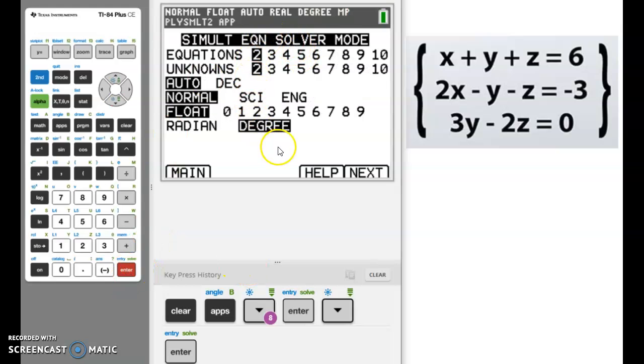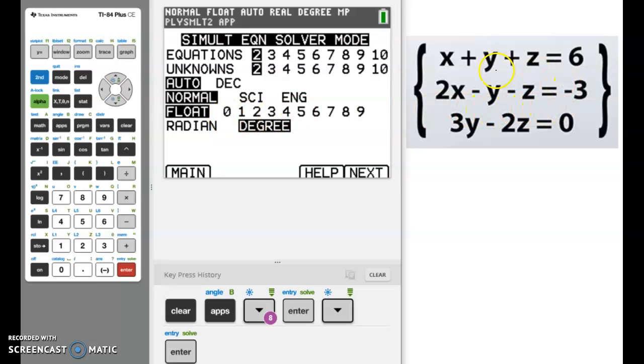And then there's a menu of settings that you have to choose. First, you have to tell it how many equations your system has. Then it says how many unknowns do you have, or in other words, how many variables. It's going to talk about rounding. It's going to talk about the format of the numbers that you're given as the answers. Typically, I don't mess with these things down here. Okay, I just kind of leave them in the default setting.